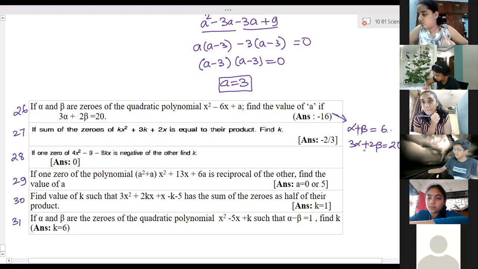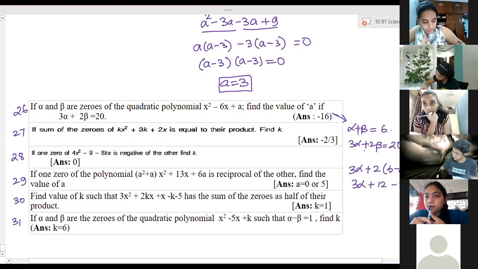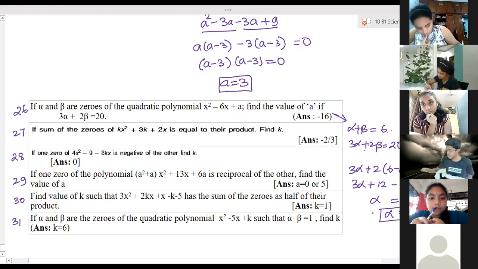Yes, ma'am. Substitute this in this equation: 3 alpha plus 2 into (6 minus alpha) is equal to 20. Is this step clear? Yes, ma'am. So 3 alpha plus 12 minus 2 alpha is equal to 20. 3 alpha minus 2 alpha is equal to 20 minus 12, that is equal to 8. Alpha is equal to 8, we got.